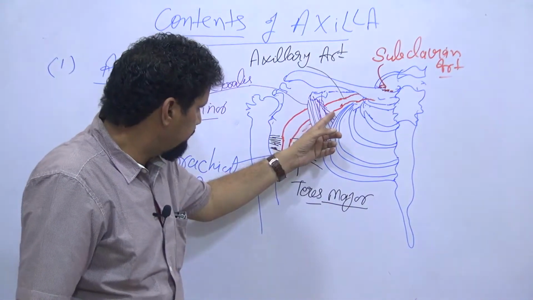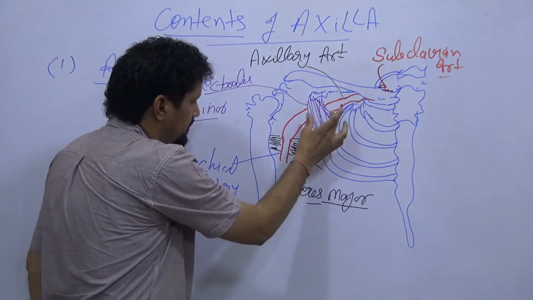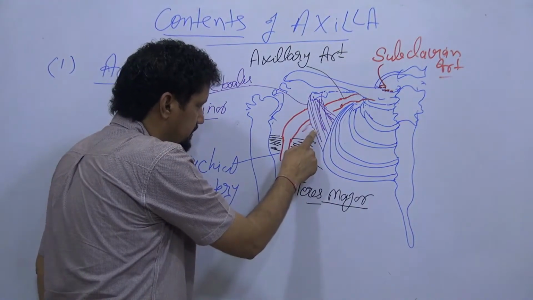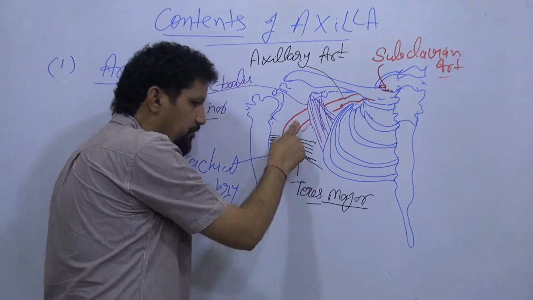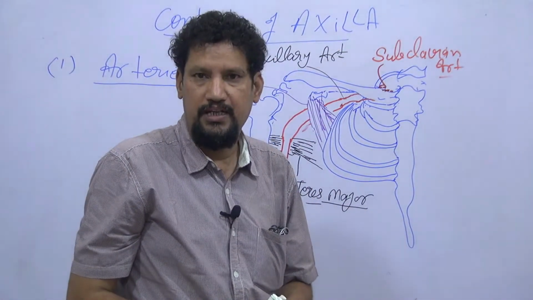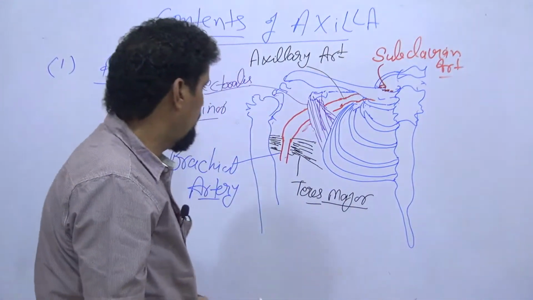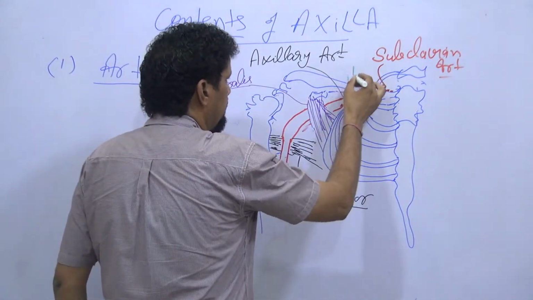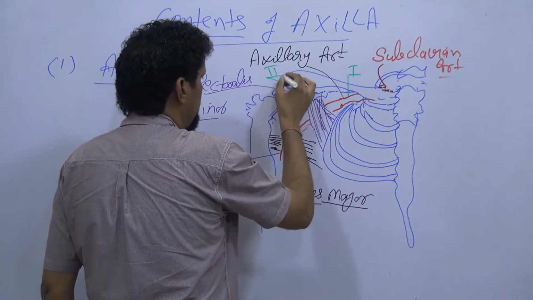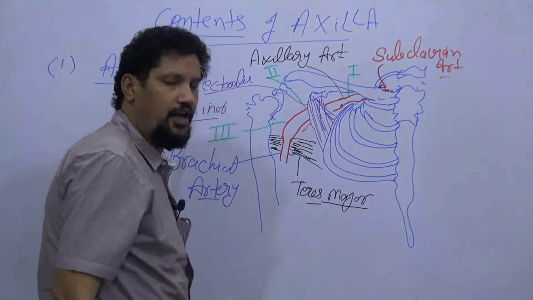Inside the axilla, this is the first part, the part of the artery behind the pectoralis minor is the second part, and below the lower border or lateral border of the pectoralis minor is the third part of the axillary artery. So the first part, the second part is behind this muscle, and this is the third part of the axillary artery inside the axilla.